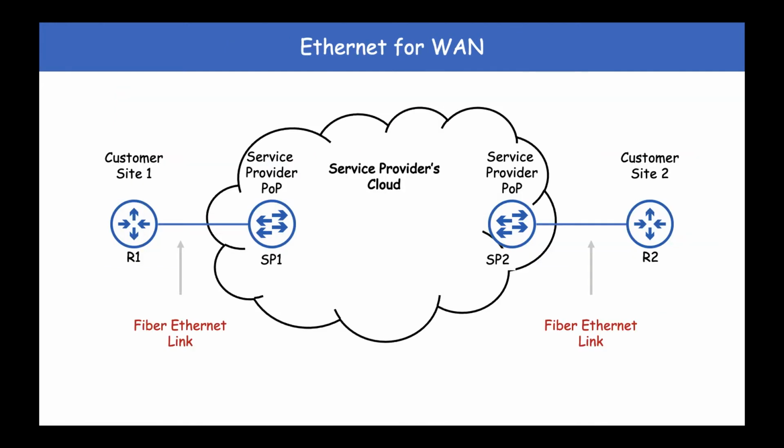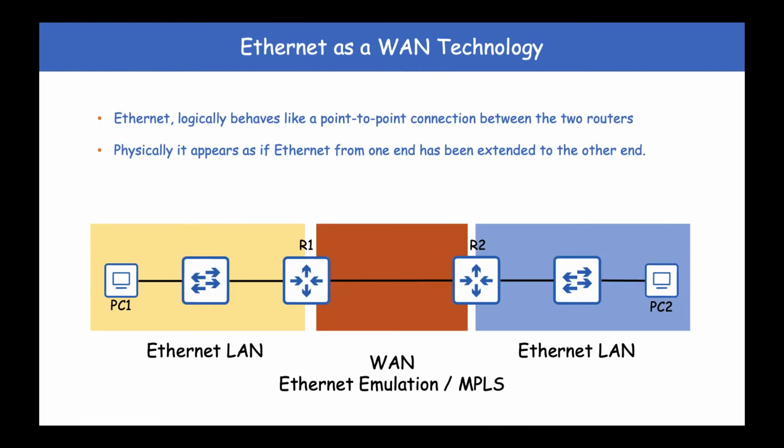The operations in Ethernet WAN are very similar. Customer site 1 connects to a service provider at a point of presence, and customer site 2 connects to the other point of presence in the other geographical location. It appears as if the Ethernet cable from customer site 1 has been extended to customer site 2. In reality, this cable only extends from router 1 to point of presence 1 of the service provider, and router 2 to point of presence 2 of the service provider.